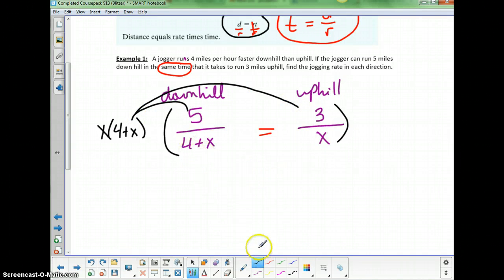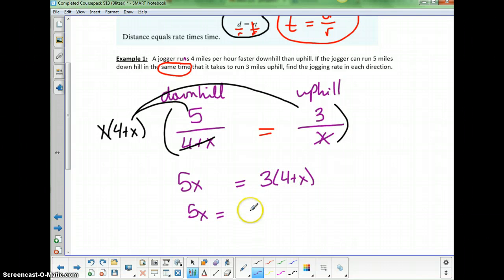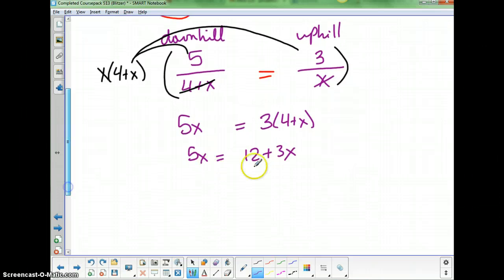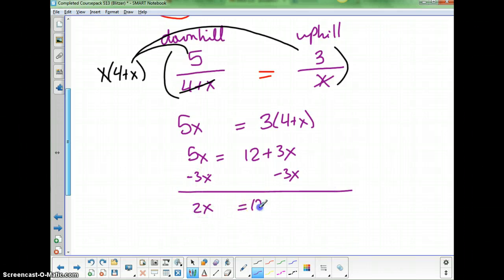On the left-hand side, the 4 plus x cancels with the 4 plus x and gives us 5 times x. On the right-hand side, the x cancels with the x and gives us 3 times (4 plus x). If we distribute, we get 5x equals 12 plus 3x. Subtract the 3x. We get 2x equals 12, and if you divide both sides by 2, you get x equals 6.